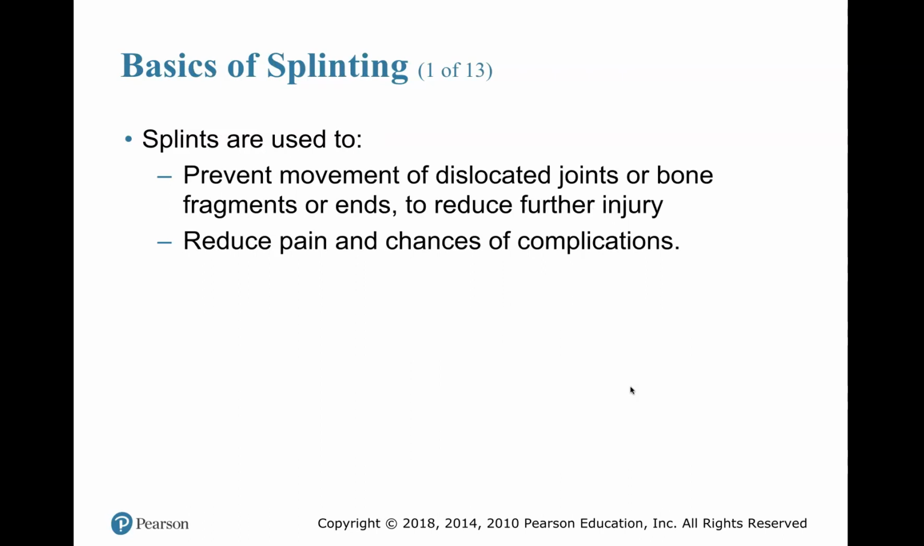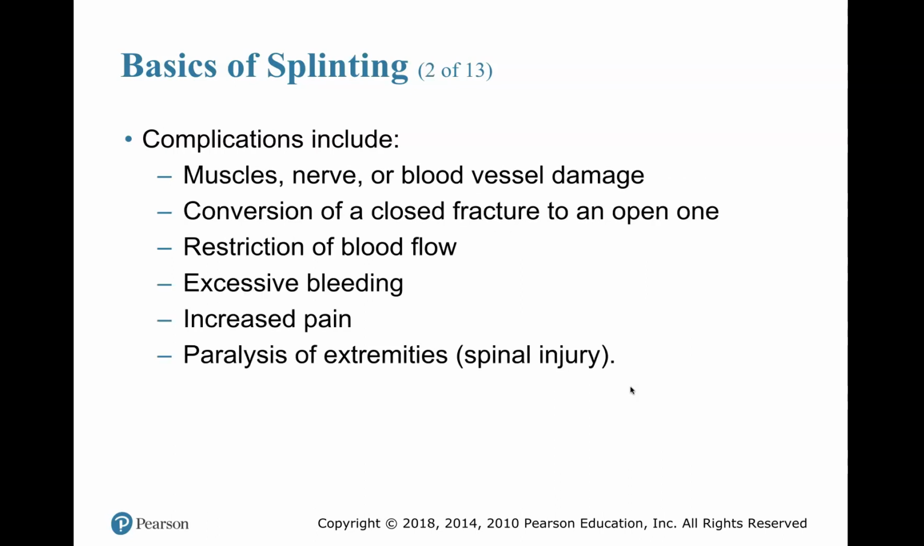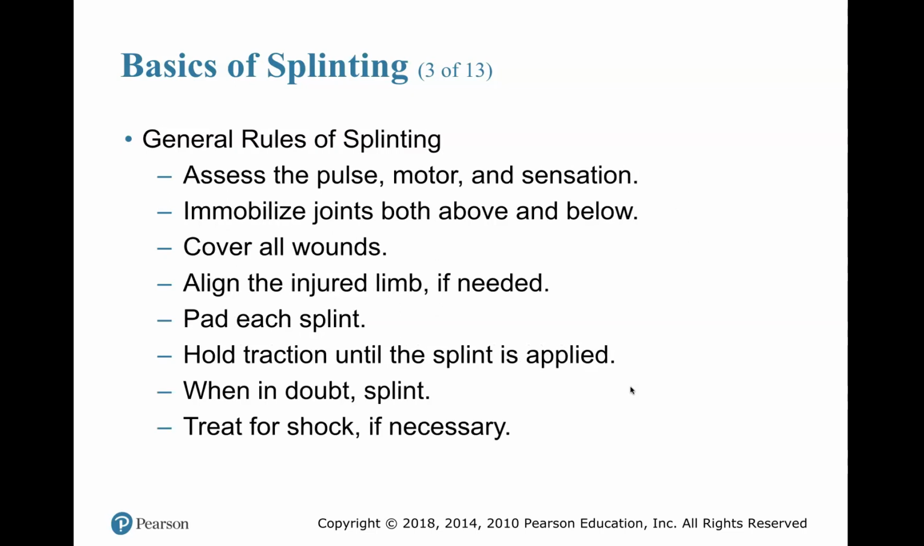Splints are used to prevent movement of dislocated joints or bone fragments or ends to reduce further injury, reduce pain, and chances of complication. Complications can include muscle, nerve, or blood vessel damage, conversion of a closed fracture to an open one, restriction of blood flow, excessive bleeding, increased pain, and paralysis of extremities, especially during spinal injury.